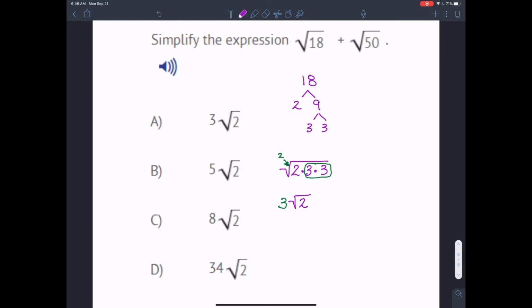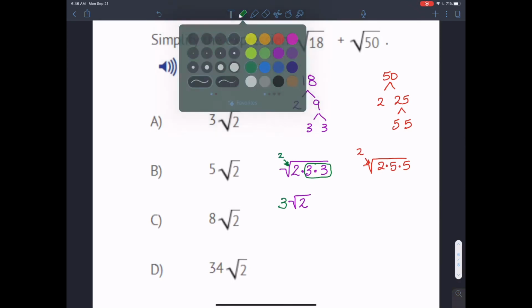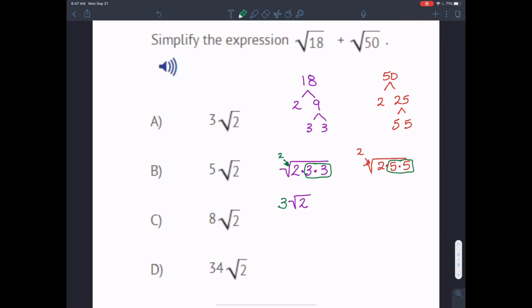Let's go do our 50, and we'll do it in a different color. So when I break down 50, I would have 2 times 25, and then 5 times 5. Again, let's put this inside a radical. There is no number here, so I'm assuming it's 2. So now what I'm going to do, I need a pair of 2's. So this 5 is going to come out this time, and a 2 still gets left behind.